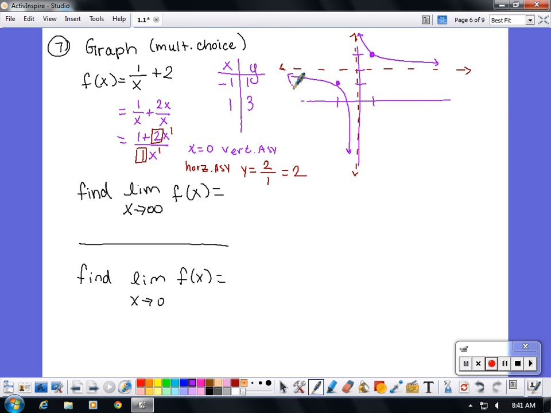So as x approaches infinity, as we get way out here to positive infinity, look at where this asymptote's occurring, because it's going to keep getting closer and closer to it. So your y-coordinate there is 2. And then as x approaches 0, here's x equals 0. And from the left side, it's going down forever. From the right side, it's going up forever. So since they're different, your limit does not exist.